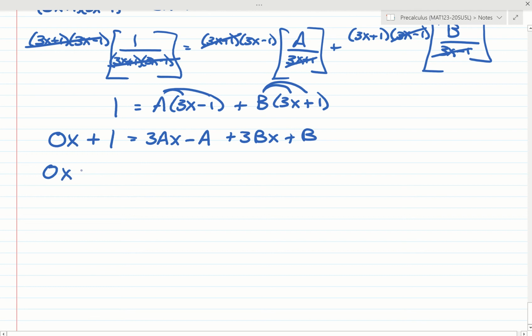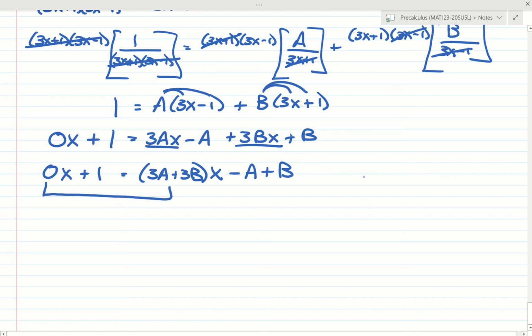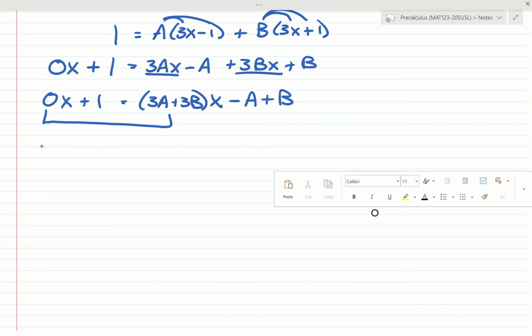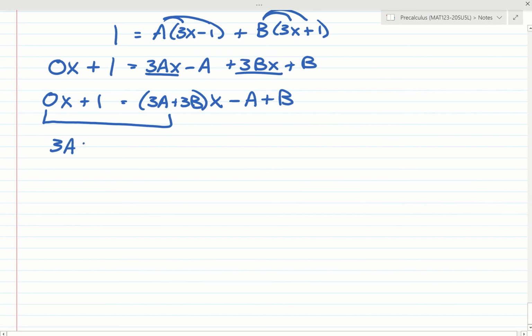Let's group all of our x's together. We have 3a plus 3b x's, and then our constants would be negative a plus b. So if the total number of x's has to equal the total number of x's, that would mean that 3a plus 3b has to equal 0. And our constants, negative a plus b, has to equal 1.